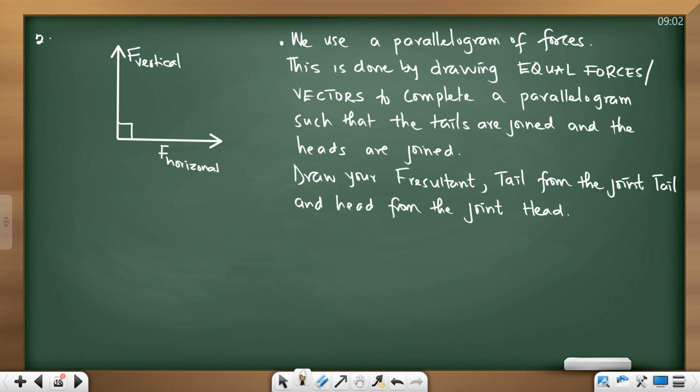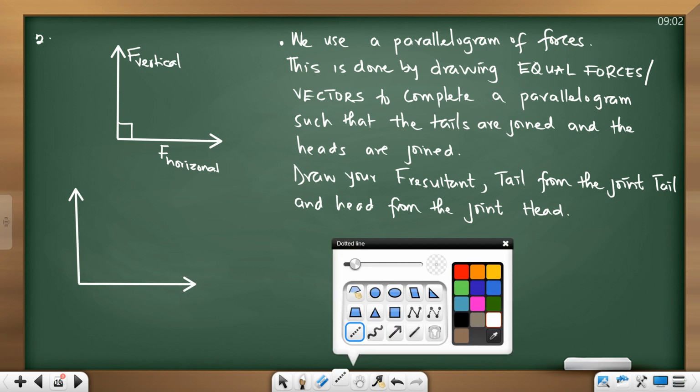Okay. Are we okay, guys? I want to explain. So, this is what we do. That is that. That is that. Is that fine? Now we complete this diagram by using dotted lines. We draw equal forces. And equal forces are defined as forces that have the same magnitude and are in the same direction. They have the same magnitude and they have the same direction.